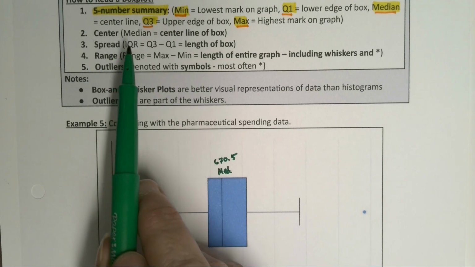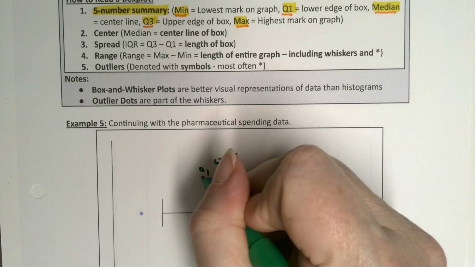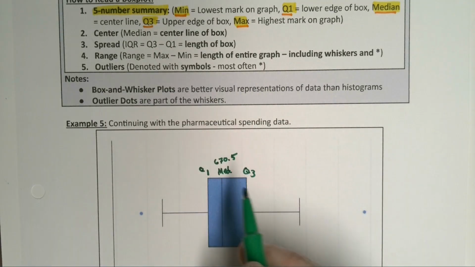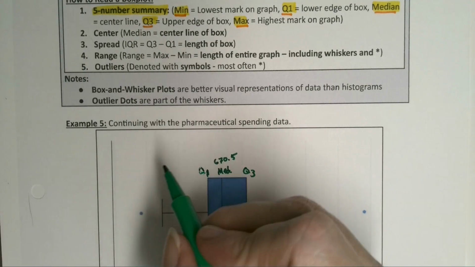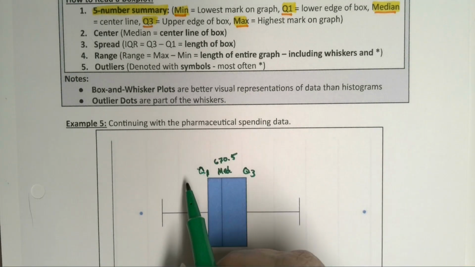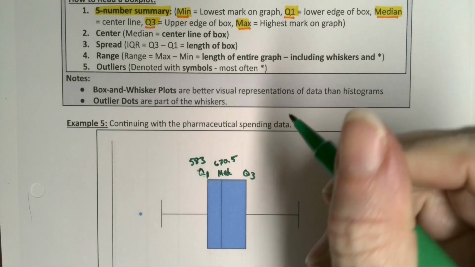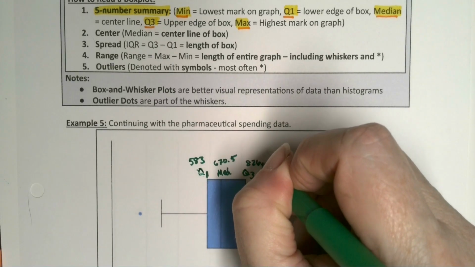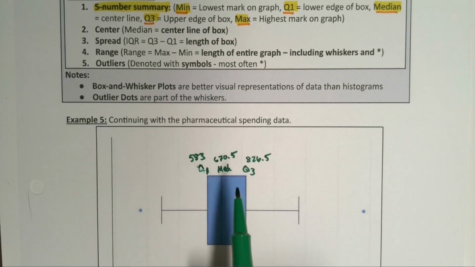Now the spread is from Q1 to Q3. Q1 to Q3 is the box itself, because this edge of the box is Q1 and this edge of the box is Q3. Q1 is 583 for this particular data set, and Q3 was 826.5, the 75th percentile. So that tells us the spread. We can see how spread out this box is.